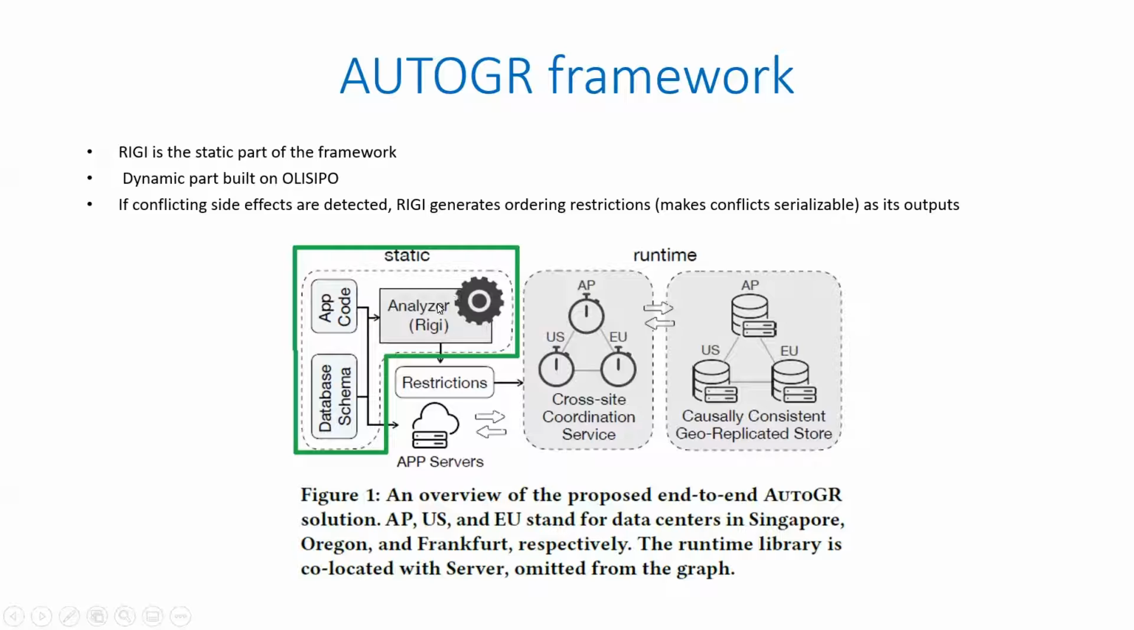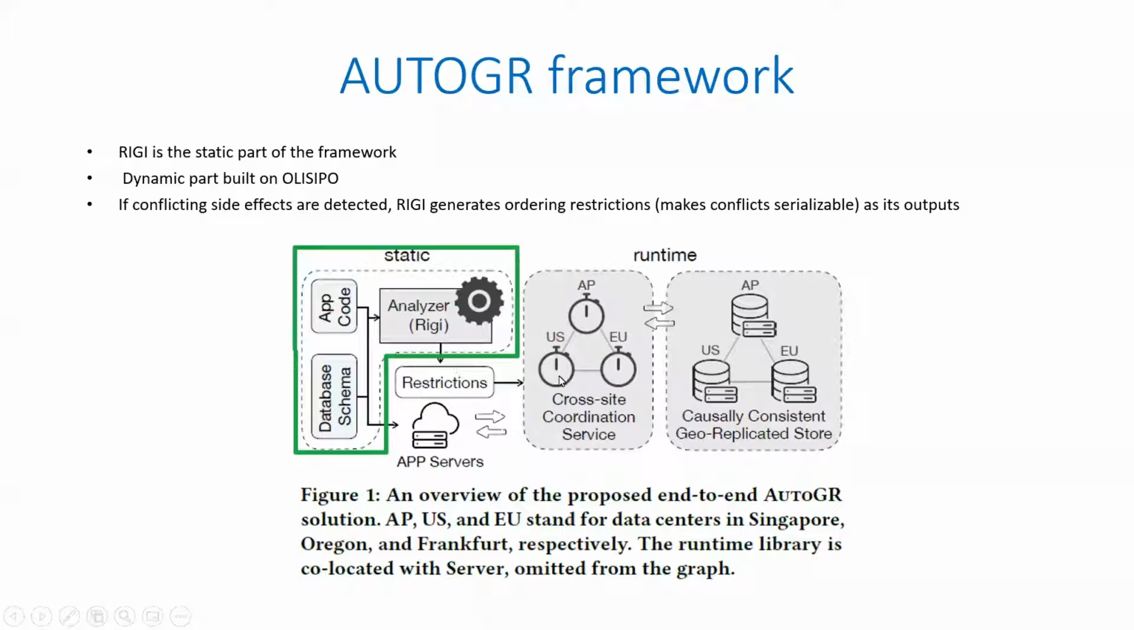In the static part, we have RIGI, developed by them, which is a static analyzer, which means that it takes all this code and develops a control flow graph, which we'll be discussing later. And within that control flow graph, it passes through each and every condition to see if the restrictions are conflicting with each other. And it finally gives some serializable restrictions. By the time it is serializable, the program is geo-replicated without any conflicts. So that's the main purpose of generating these restrictions.